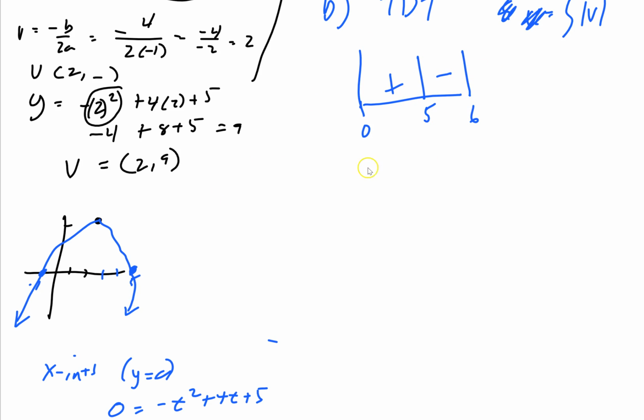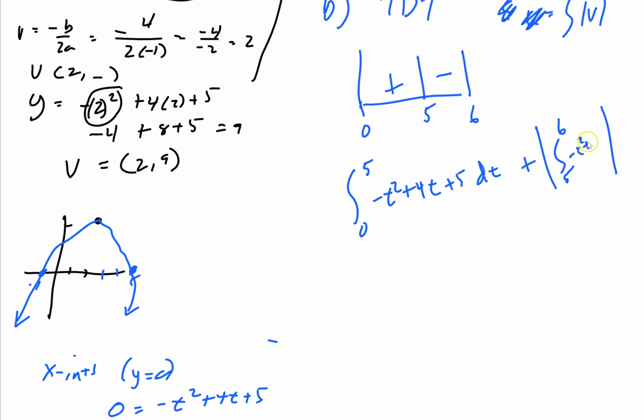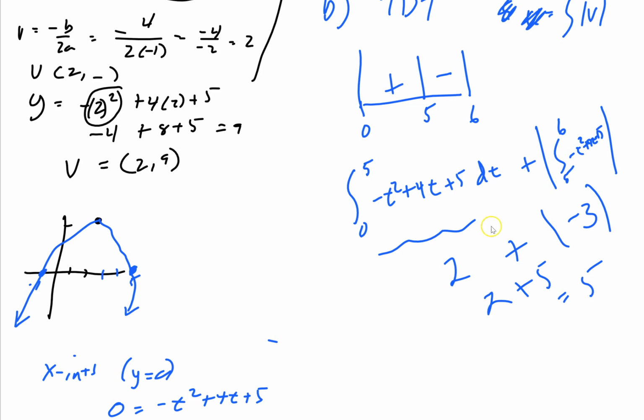So again, if I'm doing this by hand, I have to integrate from 0 to 5 of my velocity equation, which is negative t squared plus 4t plus 5 dt. Plus, I have to do the absolute value of this one. We're going to integrate from 5 to 6 of negative t squared plus 4t plus 5 dt. Get my answer there. Let's say it's 2. Who cares? Get my answer there. Let's say it's negative 3, but I need the absolute value because I want to make sure it's positive. And you add them up. Get your answer. Again, I just made that up.